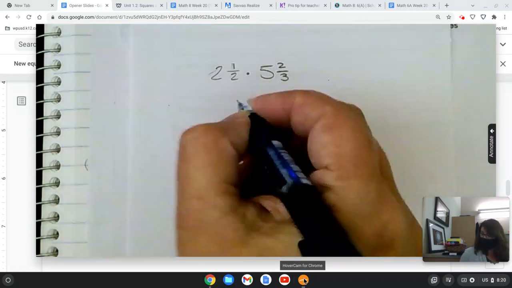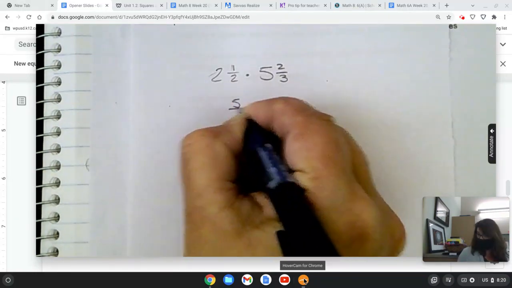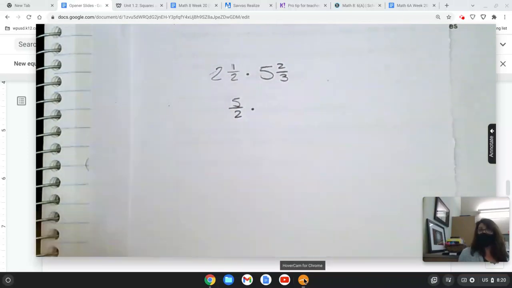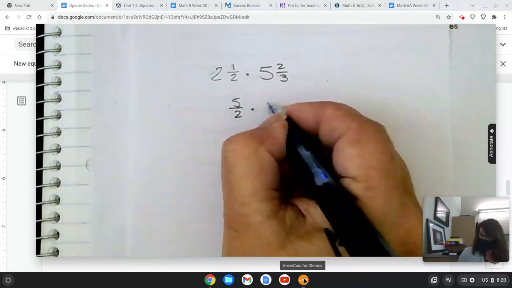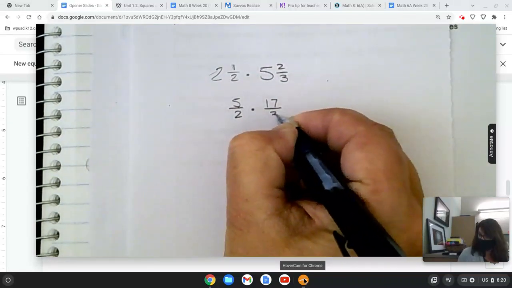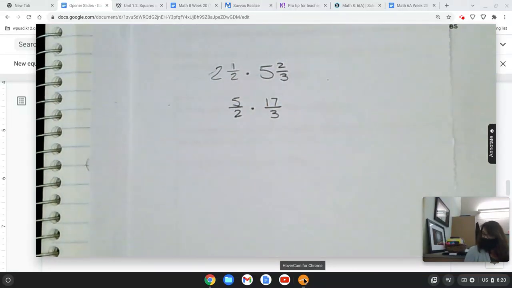The first number is 5 over 2. Okay. And then the second number is 17 over 3. Okay. Ew, I don't love 17s. I don't see anything I can simplify there. Do you guys? So then what did you do? Because since we don't love 17s, yeah.